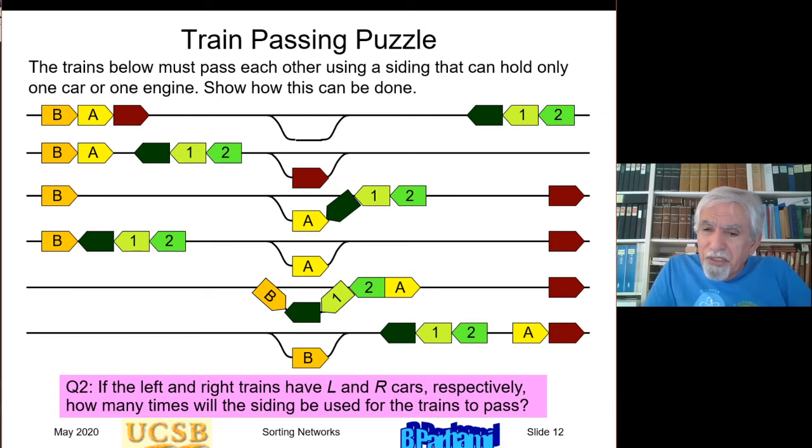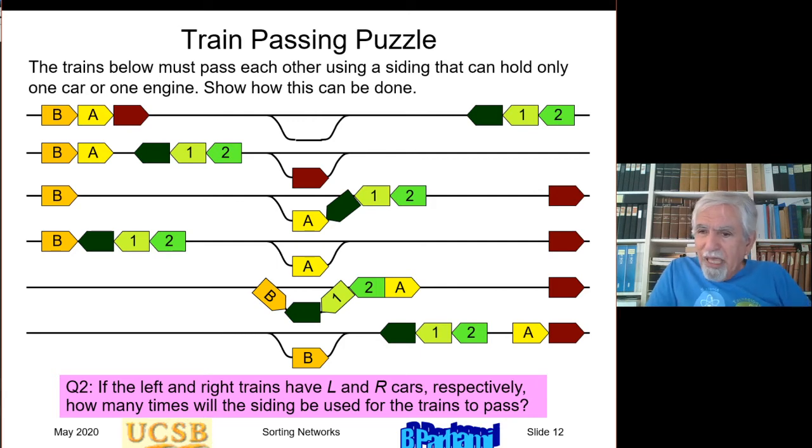Okay, so question 2 asks you to analyze this solution method. If the left and right trains have L and R cars respectively, how many times will the siding be used for the trains to pass? Basically, how many steps do I need to do this?